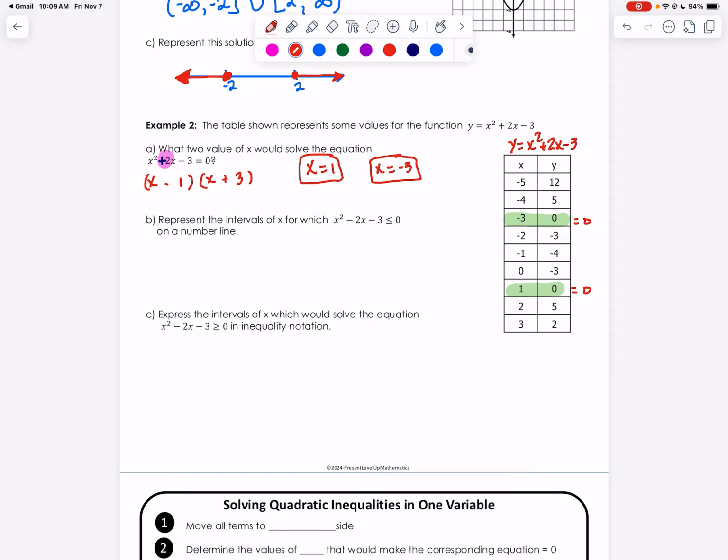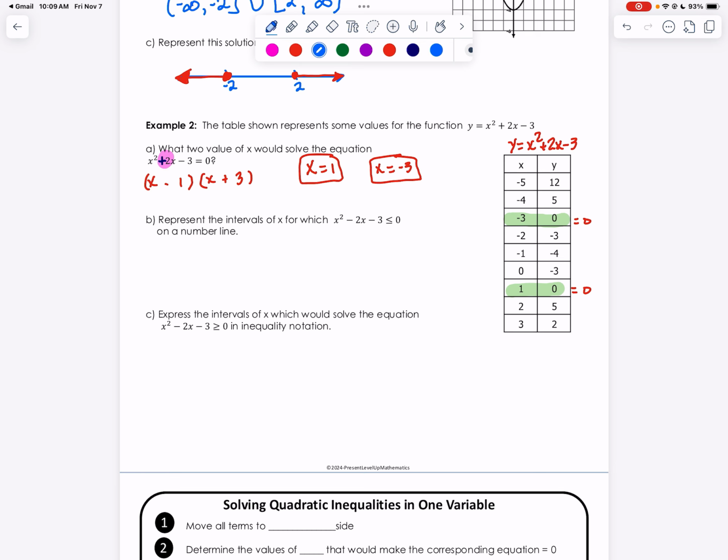In part B, they want us to represent the intervals of x for which x squared minus 2x minus 3 is less than or equal to 0. So if you look at the table, let's look at our function values here. Our first function value is 12. That's greater than or equal to 0.